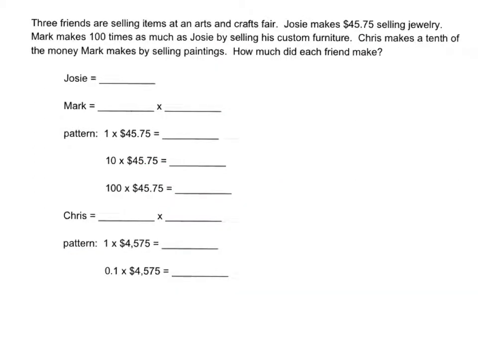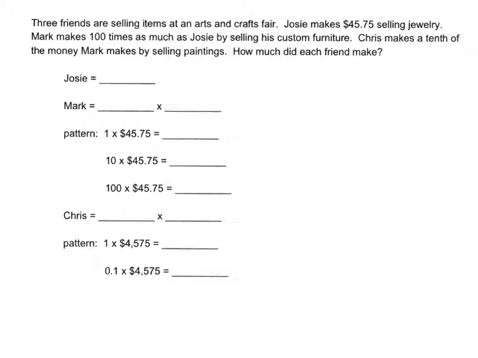Okay, let's look at one more scenario. Three friends are selling items at an arts and crafts fair. Josie makes $45.75 selling jewelry. Mark makes 100 times as much as Josie by selling his custom furniture. And Chris makes 1/10 of the money that Mark makes by selling paintings. How much did each friend make?